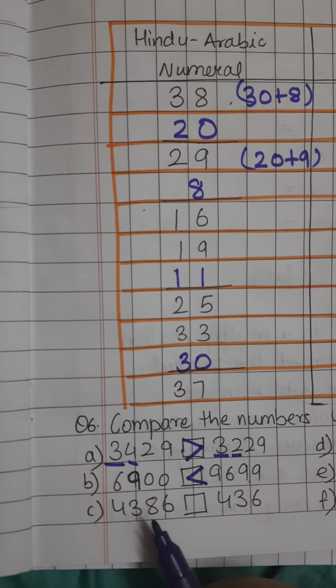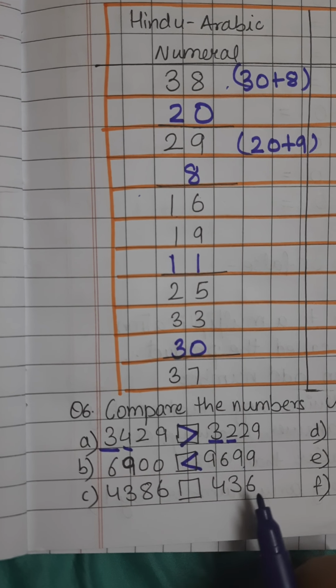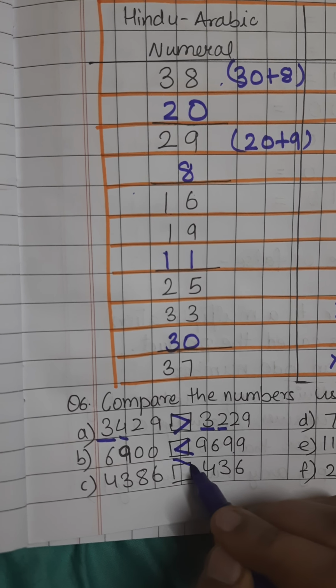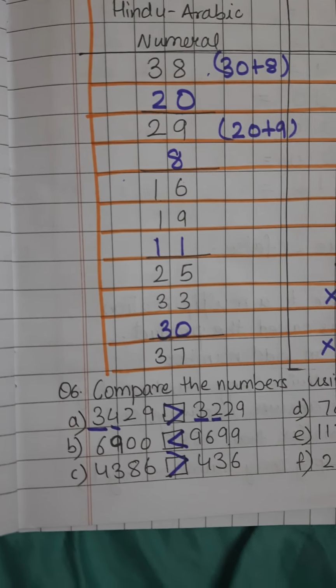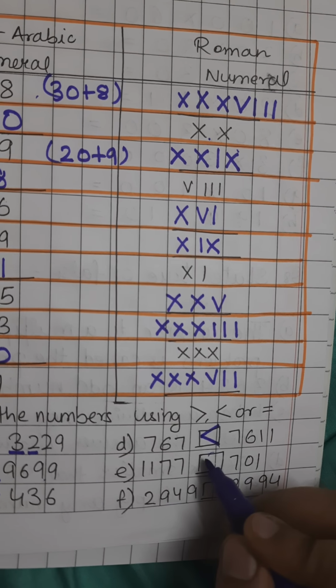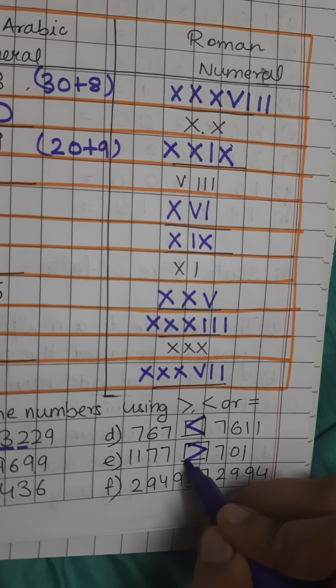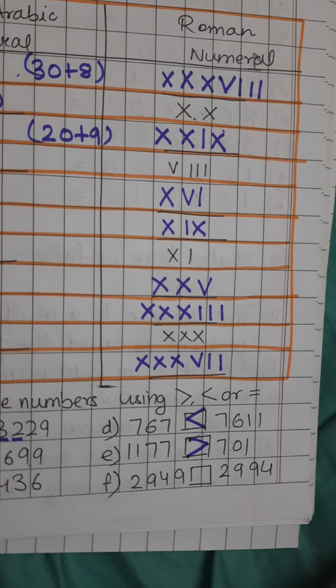Alright. Then here you can see it is 4-digit and this is 3-digit. So straight away we will put this sign, greater than. Now here also this is 3-digit and this is 4-digit. So definitely this is 767 is less than 7611. Wow, this is also easy. This is 4-digit, so it is greater.